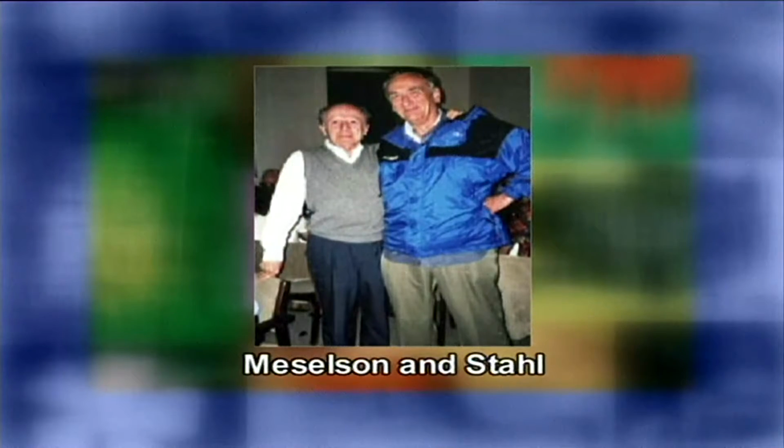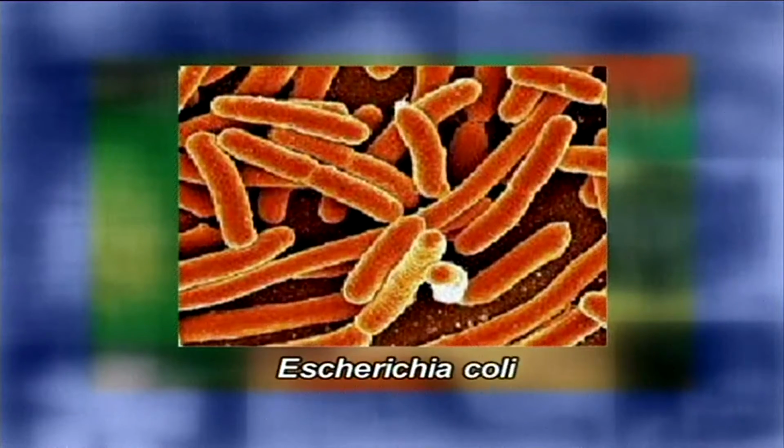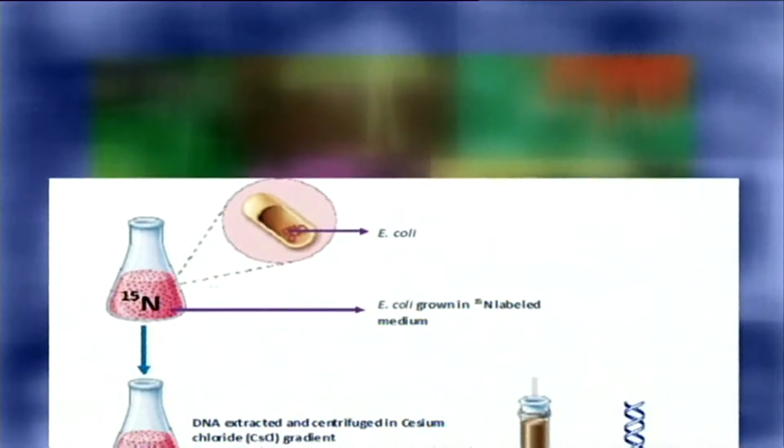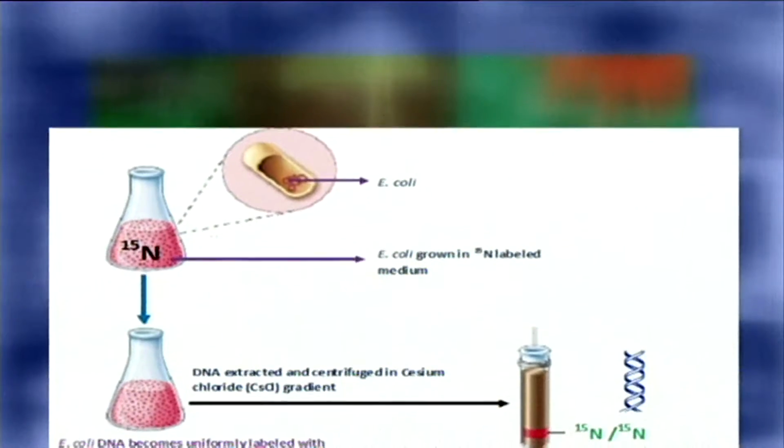in 1958. Meselson and Stahl grew Escherichia coli, or E. coli, cells for many generations in a medium containing the heavy isotope of nitrogen, that is N15, instead of the normal light isotope of nitrogen, that is N14.